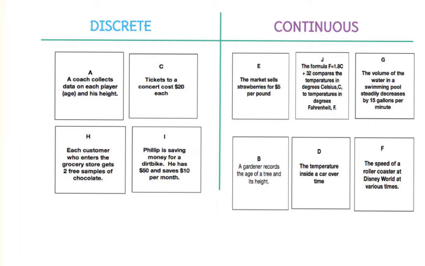And here are some other examples of discrete and continuous data that you can copy down in your notes. Remember, discrete is going to be examples where you can only have whole numbers for your data, and continuous is where you can have whole numbers plus every fraction and decimal in between those whole numbers.